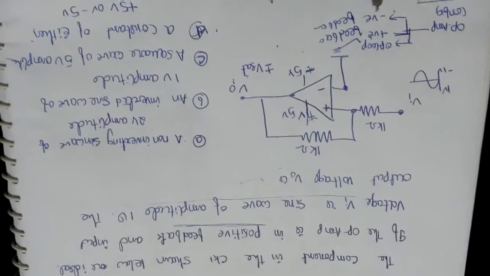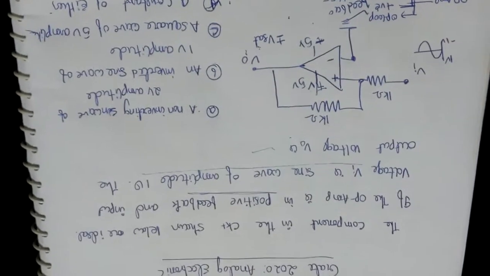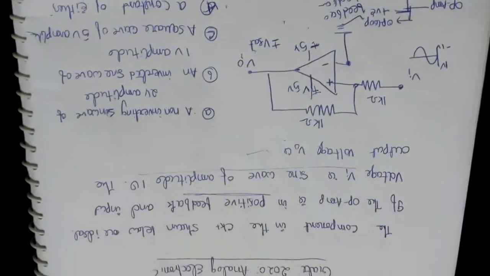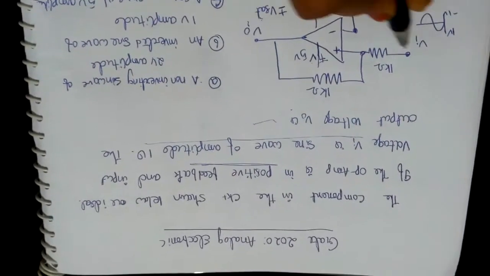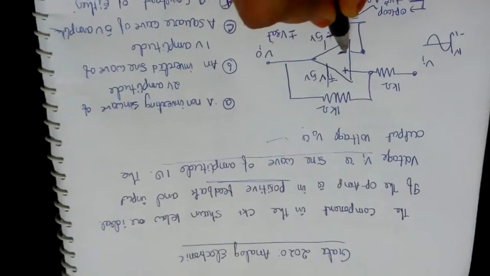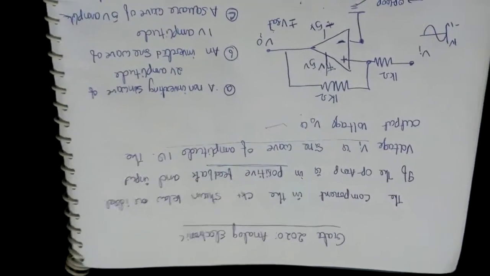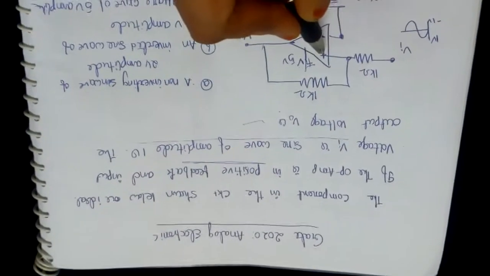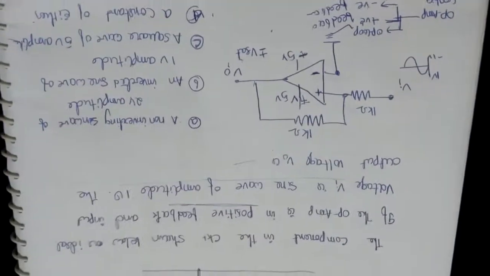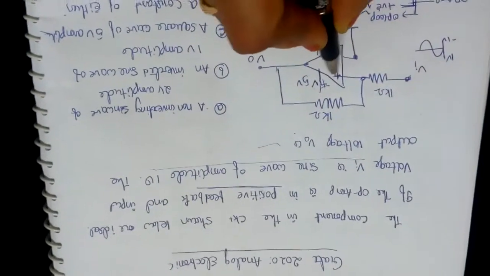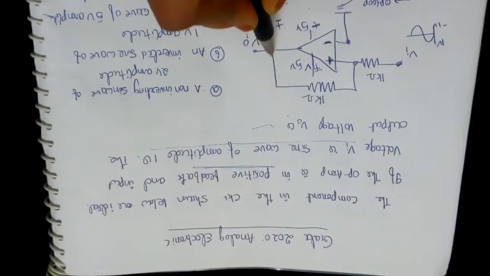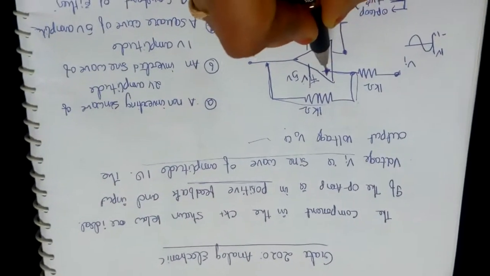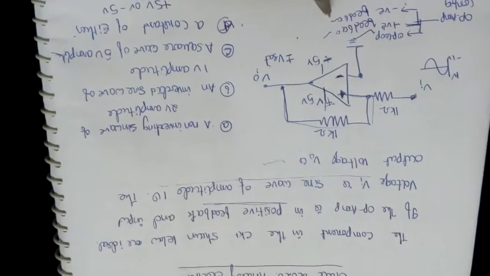The next case is the operational amplifier working in negative feedback. There are two feedbacks, positive feedback and negative feedback. What is negative feedback? The input voltage is applied across the inverting terminal, and the output is connected to the input of the inverting terminal. Here, the input voltage is connected to the non-inverting terminal and the output signal is connected back to the positive terminal.